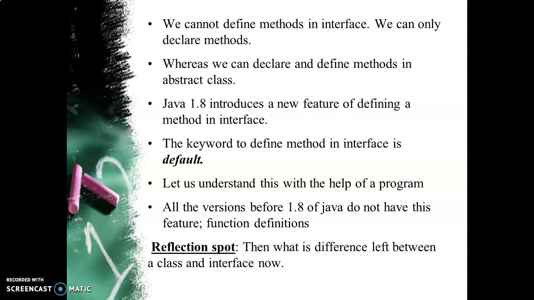Just think on it. Yes, the difference is that an object of a class can be created, whereas an object of interface still cannot be created. You can have a reference variable of interface and class, but you cannot have an object of interface. You can have reference variable and object of class, whereas for interface you can have only a reference variable. This is the important difference between class and interface. Let us see the practical application of interface.